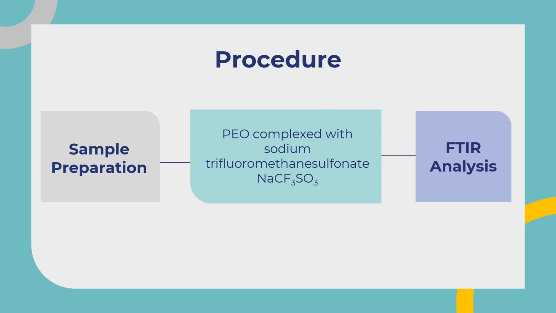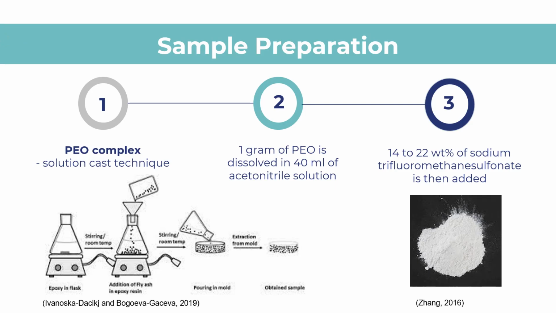Two steps are required to demonstrate PEO complexation with salt using FTIR, namely sample preparation and FTIR analysis. In sample preparation, PEO is complexed with sodium trifluoromethane sulfonate, NaCF3SO3. There are 6 steps in the sample preparation.